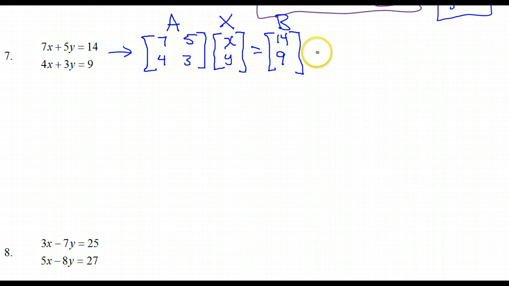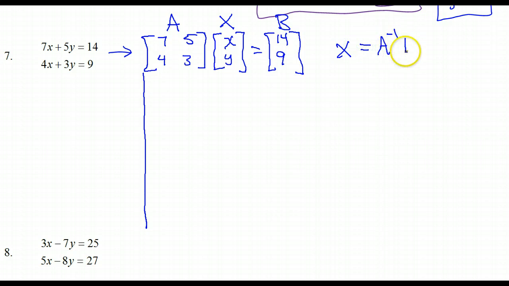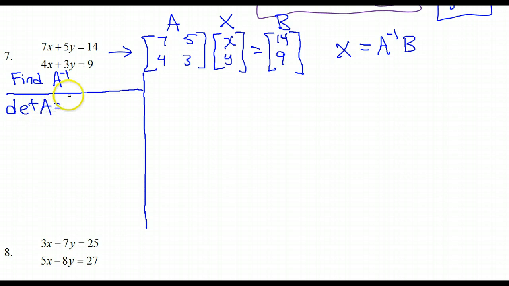Alright, so if that is true, I'm just going to put my line right here. Then if A times X equals B, then what we need to find if we want X is we need A inverse times B, and that's what we're going to be doing over here. But once again, first we need to find A inverse. So let's find A inverse over here. In order to find A inverse though, first we need to find the determinant of A.